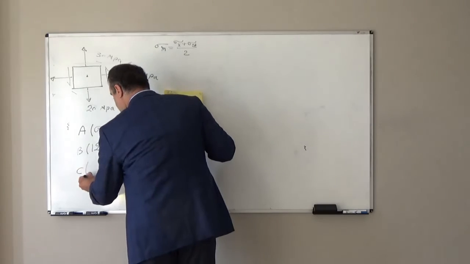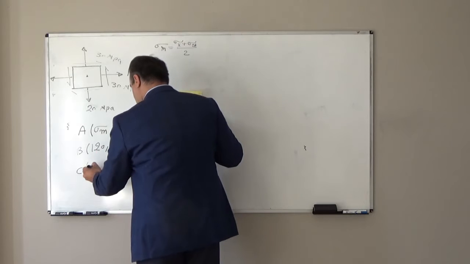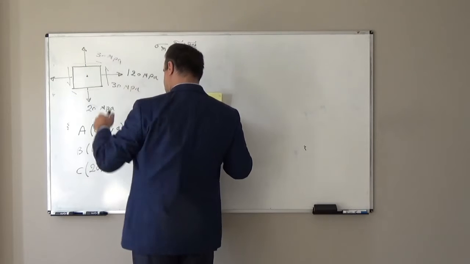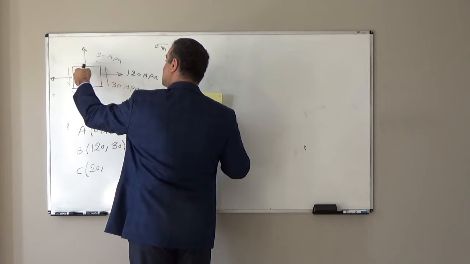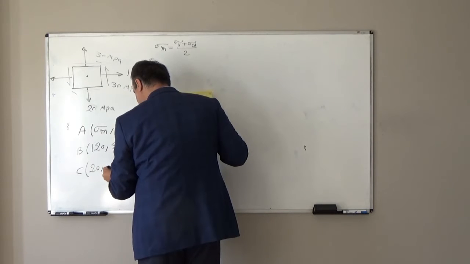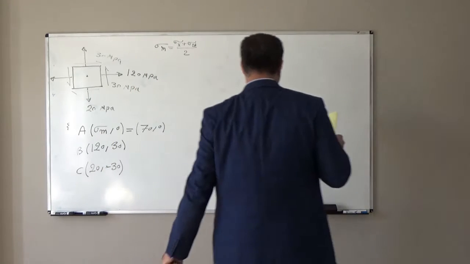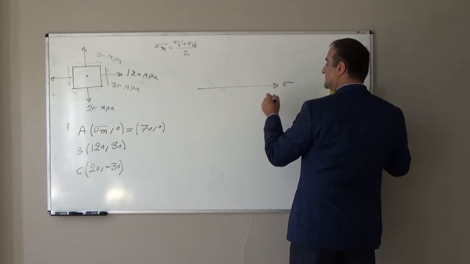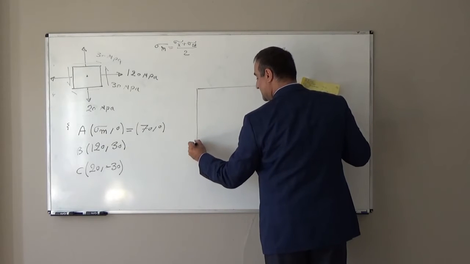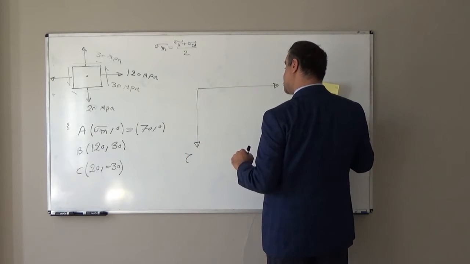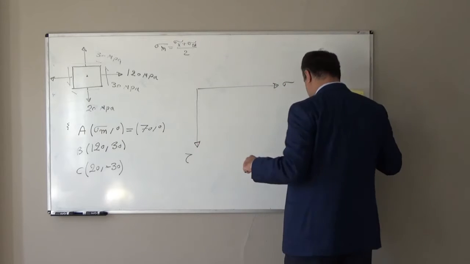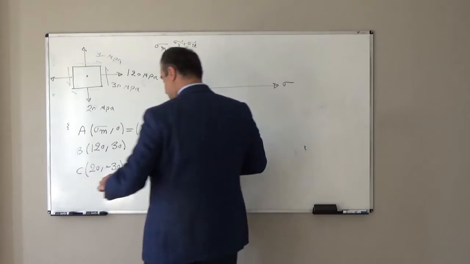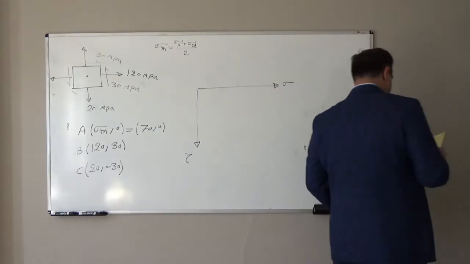Point C, another point on the y face of the element, has normal stress again tensile 20, and the shear is negative 30, because this 30 wants to rotate the element clockwise, so negative 30. Then we will have a horizontal axis, sigma normal stress, and a vertical axis, tau shear stress, and positive tau is downward. Let's show these points on this coordinate system.